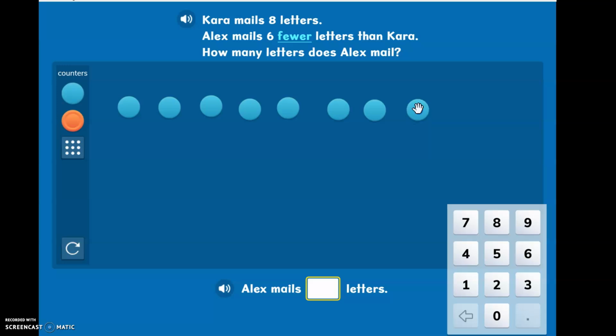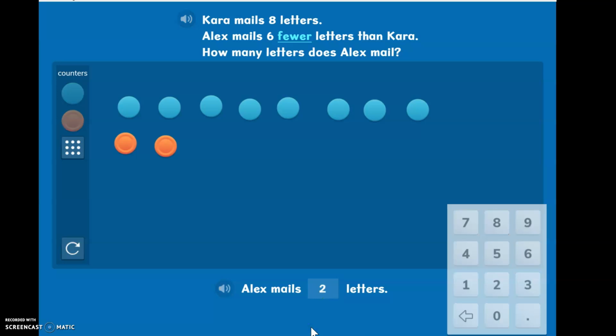Okay, 6 fewer. So that means I'm kind of going to go backwards. So there's 1, 2, 3, 4, 5, 6. So I'm not going to make counters starting here all the way across. This is Alex's. Okay, so here's Kara's 8. Here's Alex's 2 because he has 6 fewer. 1, 2, 3, 4, 5, 6. So Alex should mail 2.